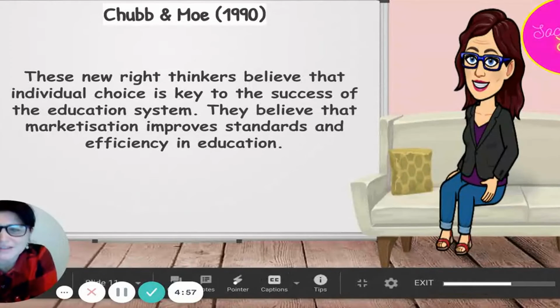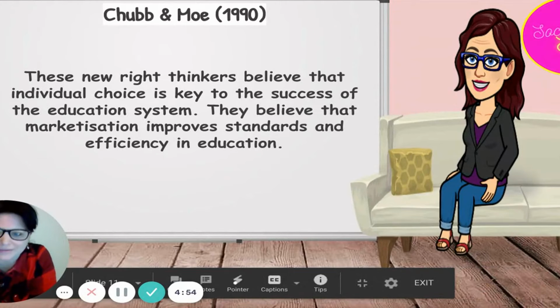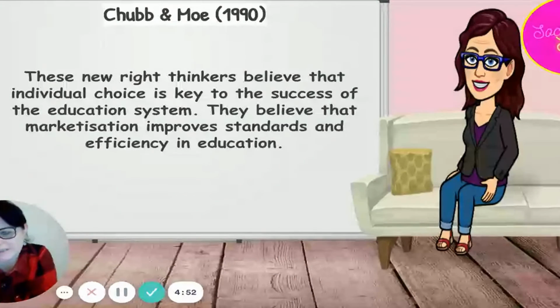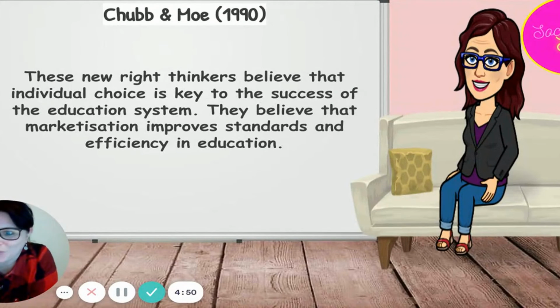Okay. So there are two key thinkers that are really important to have in your sociology wardrobe of thinkers, to bring out when you are writing about marketisation and all of this Education Reform Act and everything that happened from 1988 onwards. And one of them you may have come across already when you did the functions of education, and they are Chubb and Moe. And Chubb and Moe are new right thinkers. So they're very much on the side of, they're very pro-marketisation.